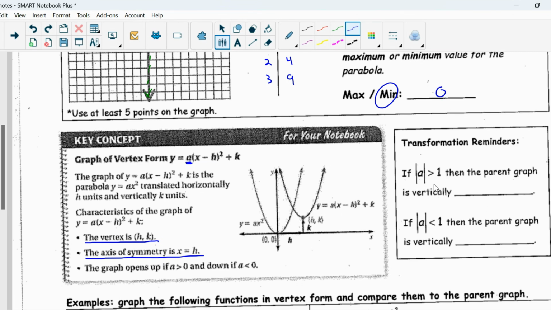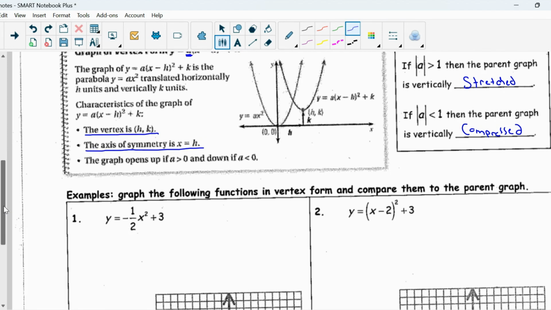Okay, transformation reminder. If the absolute value of A is greater than 1, your graph will be vertically stretched. And if the absolute value is less than 1, so you have a fraction or something like that, your graph will be vertically compressed. Just a reminder, we have already covered this before. So let's look at vertex form in action.